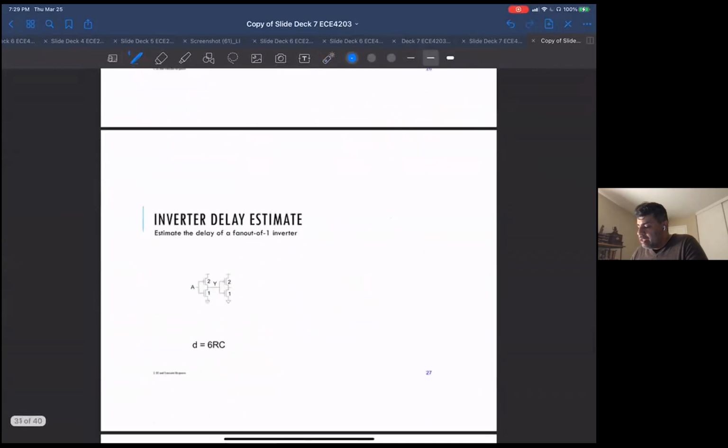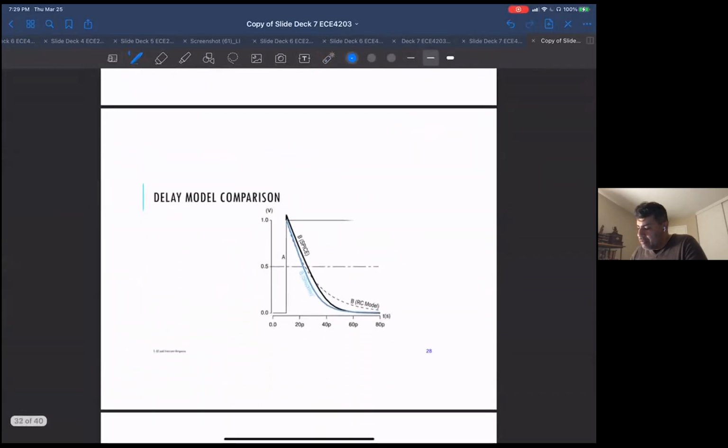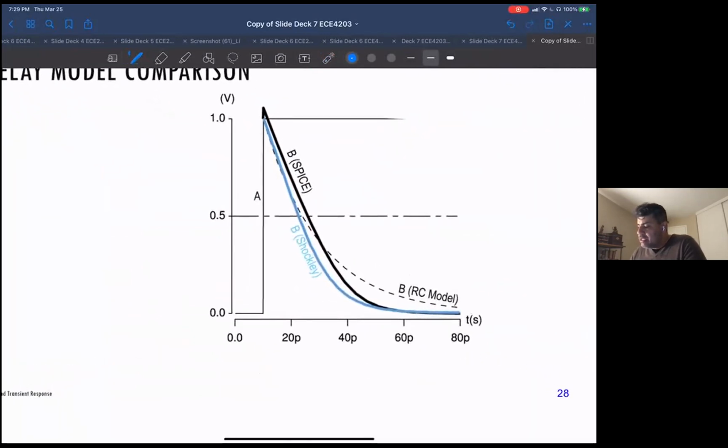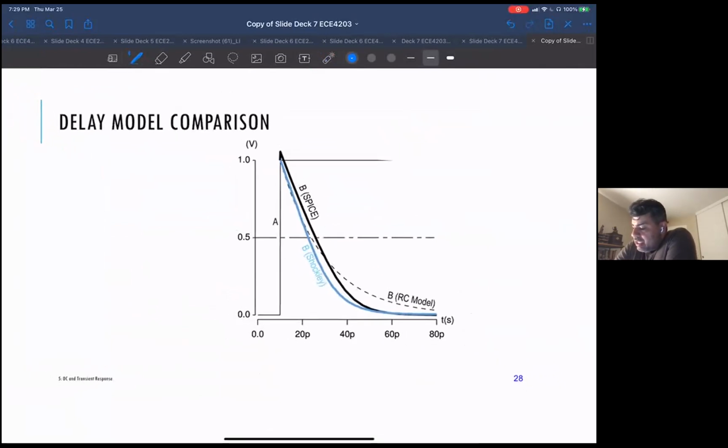Why can we do that? Let me see if I have a plot. The reason we can do that is because it actually gives a really good estimate. This is a plot, I think for a 65 nanometer process, with time and voltage. It's comparing the simplified RC model, which is this dotted line, with SPICE, using a level 49 or level 3 model, just a simple Shockley model. The main thing is really comparing this dotted line, which is this really simple RC model.